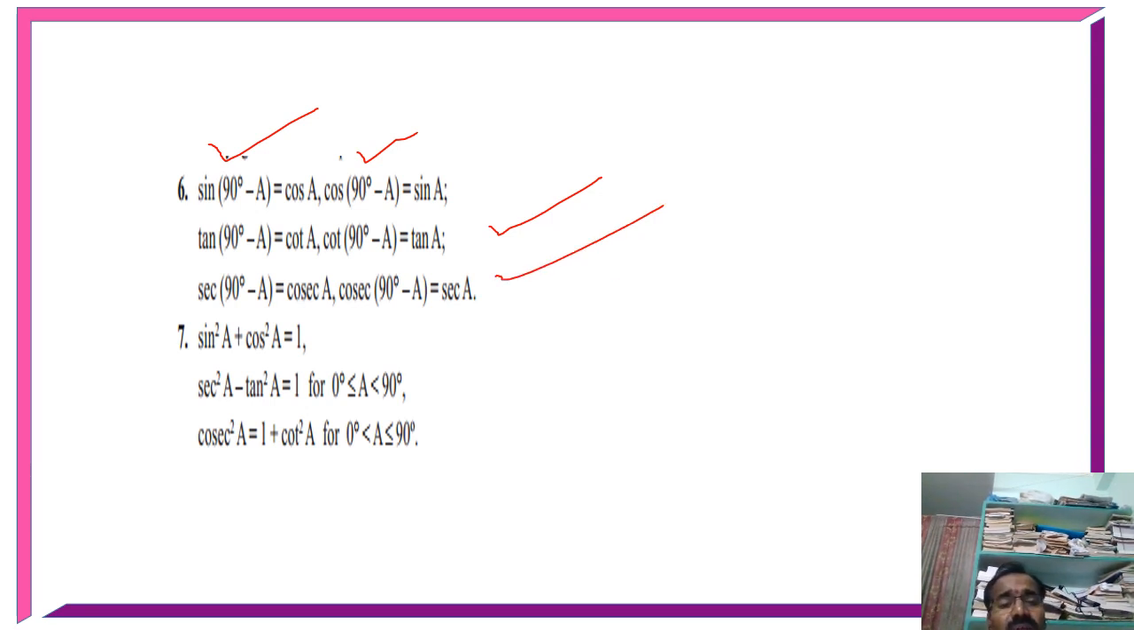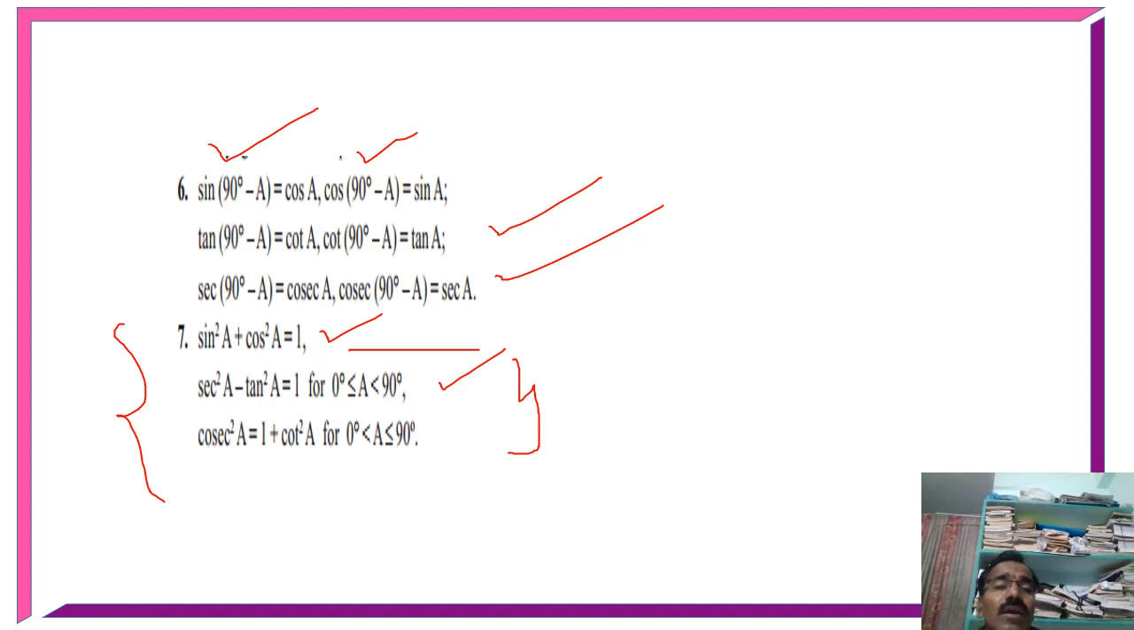And sine square A plus cos square A is equal to 1, first identity. Secant square A minus tan square A is 1. These two are conditional identities. This is a universal identity, and these are conditional identities; in this identity only these are true. Cosecant square A we can write as 1 plus cot square A. So by using these three identities we will do problems in this video class, and we'll do some applications.